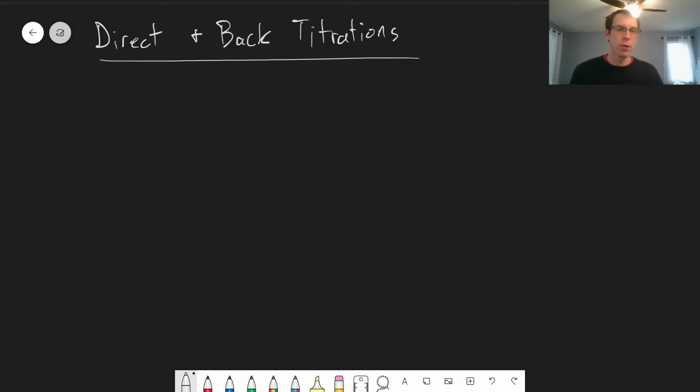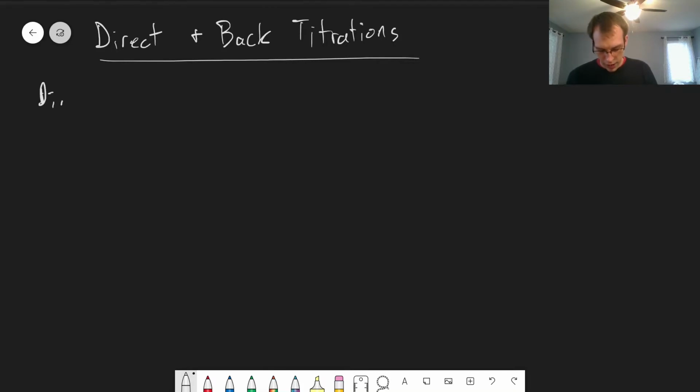One final topic before we get to some calculations with titrations are the two different main types of titrations that are done. There are direct titrations and back titrations. A direct titration is what we've already done in class, in the lab, and is sort of what I've already been describing up to this point.